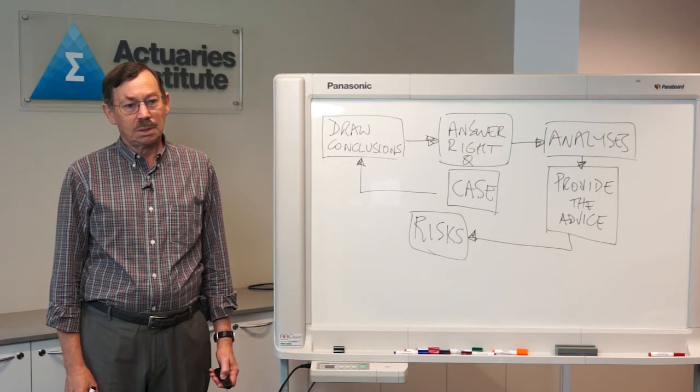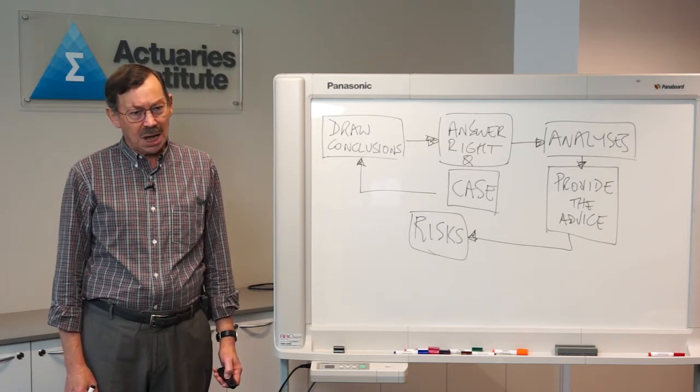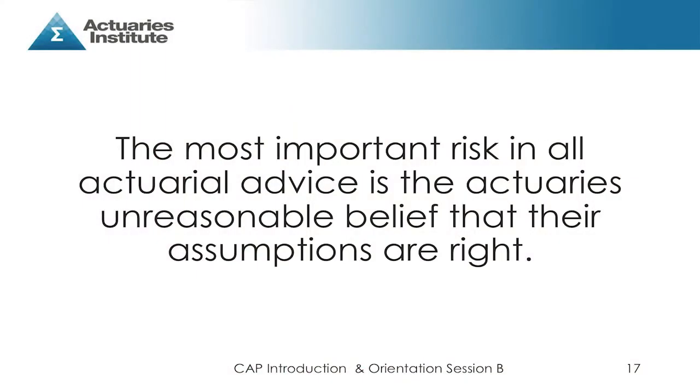What is the likelihood of the risk occurring? And what is the impact if it does? But what is the most important risk of all? Which you don't actually need to mention in your answer, but you should always be aware of. The most important risk in all actuarial advice is our unreasonable belief that our assumptions are actually always right. That seriously is an important risk. Don't ever believe your assumptions are right. If they turn out to be right, good luck. But be aware that in fact your assumptions are always likely to be wrong.